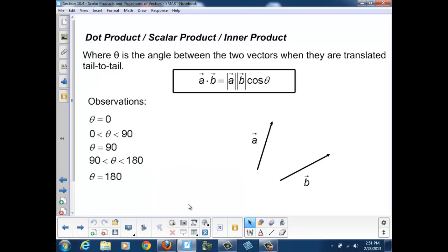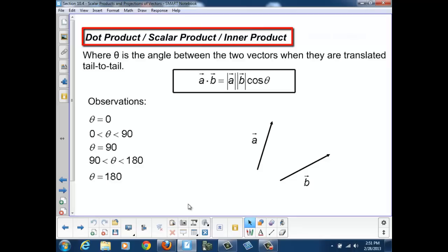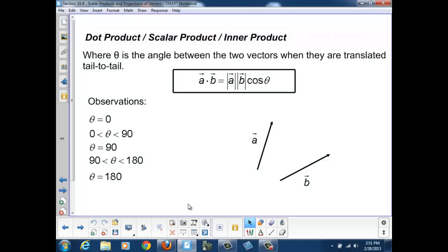Well, let's start with some definitions. The dot product is also known as the scalar product and the inner product. All three of those names refer to the same idea, where theta is the angle between two vectors when they are translated tail to tail, and we use these symbols to denote the dot product. We use the little dot, obviously. So this would be read A dot B for the dot product of the two vectors, and it's calculated by calculating the magnitude of vector A times the magnitude of vector B times the cosine of the angle between them.